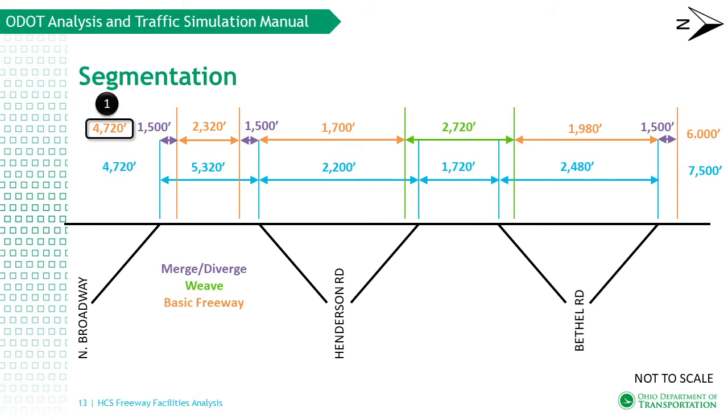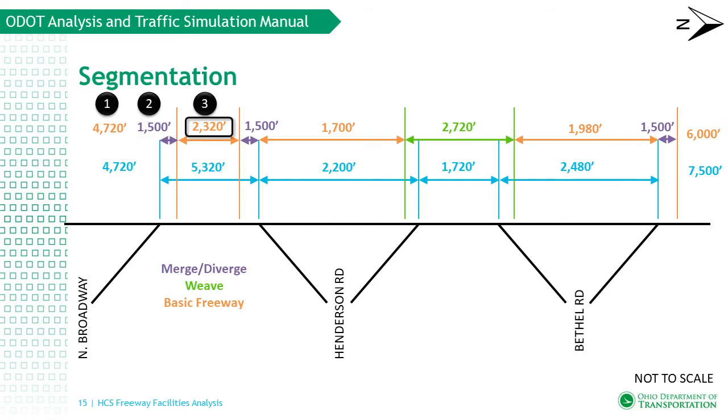So, identifying the segments, start with the 4,720-foot segment on the southern end of the study area on the left side of this diagram. That segment will be a basic freeway segment. Then, there will be the 1,500-foot merge segment for the North Broadway on-ramp.